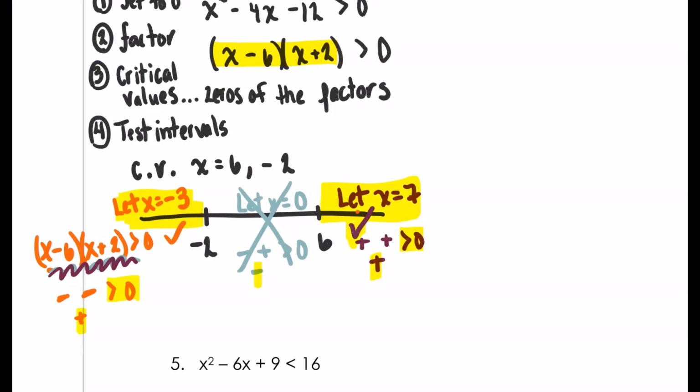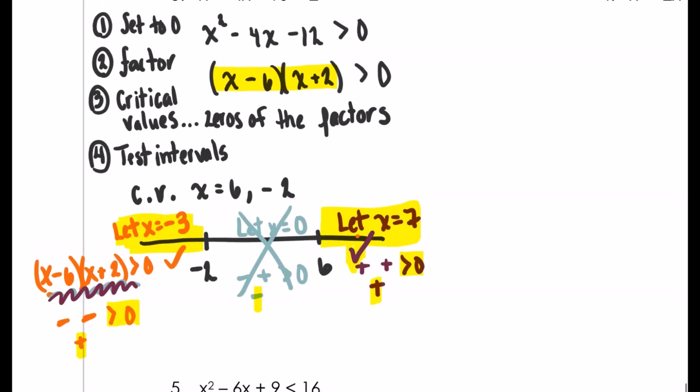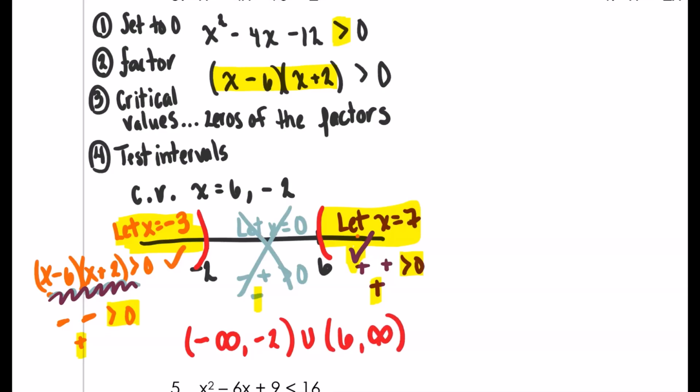All right, now how do I write my answer in interval notation? Well, because my inequality sign is greater than, that means that I need to use soft brackets. So I need a soft bracket on negative 2 going to negative infinity, and then I need a soft bracket on 6 going to positive infinity. So my final answer here is negative infinity to negative 2 in union with 6 to positive infinity. And that's the final answer then.